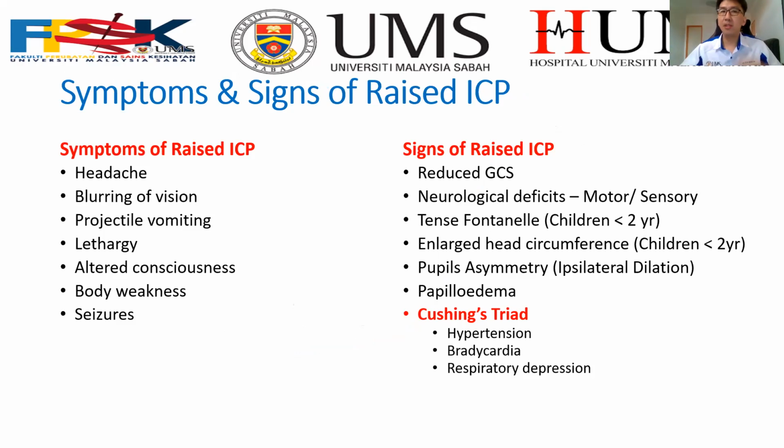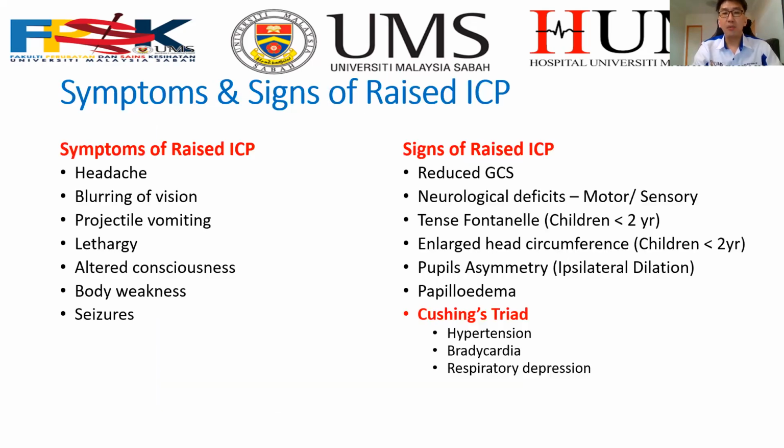So now I'm going to talk to you about the signs and symptoms of raised ICP. Headache, blurring of vision, projectile vomiting, lethargy, altered consciousness and body weakness, seizures. Patients may have reduced GCS, the Glasgow Coma Scale, and neurological deficit, where they have motor or sensory loss. Especially in children, they have a very tense fontanelle, the anterior and posterior fontanelle, and an enlarged head circumference, so hydrocephalus patient. And you have the famous pupil asymmetry and the papilloedema.